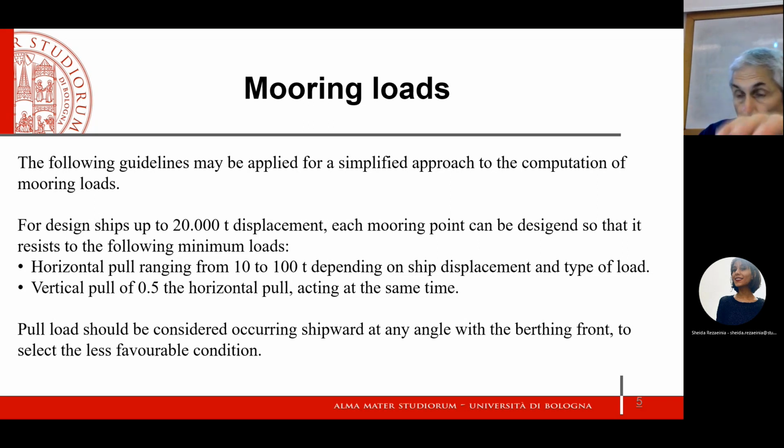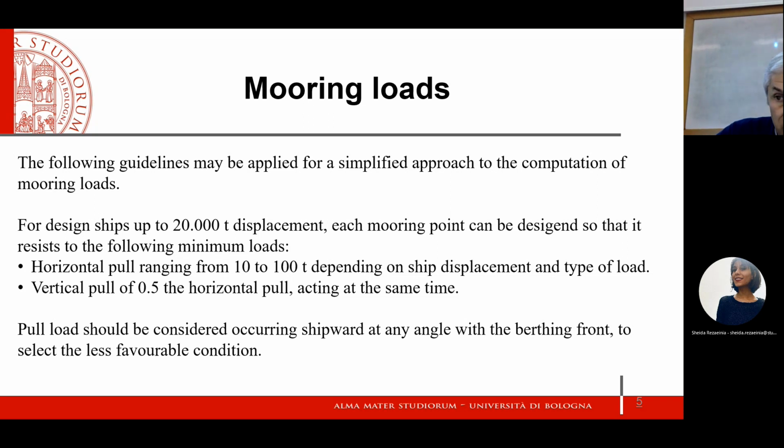Okay. So once we have information on the design ship, if their tonnage is up to 20,000 tons, each mooring point can be designed so that it resists the following minimum loads.